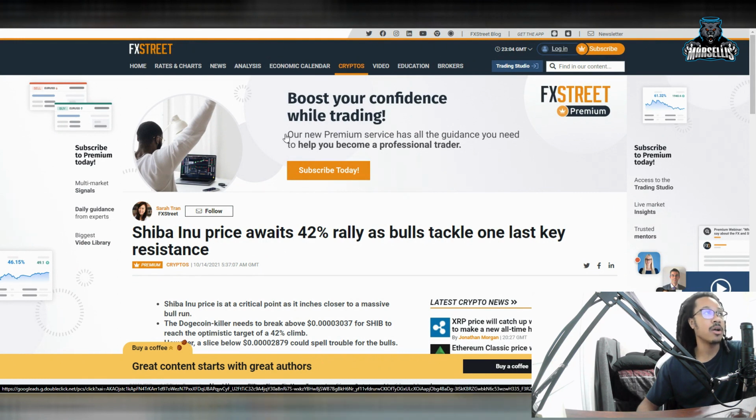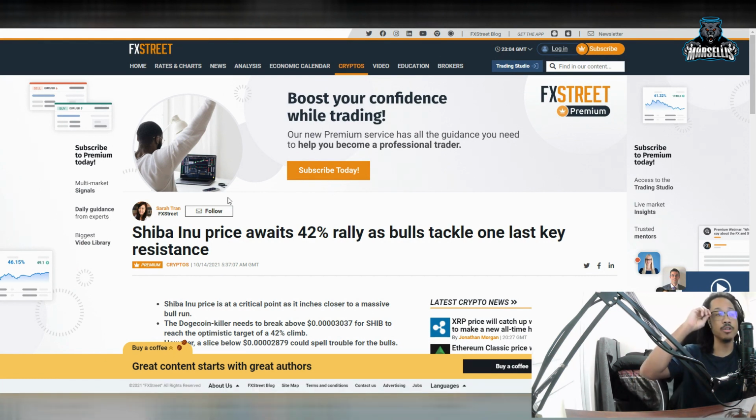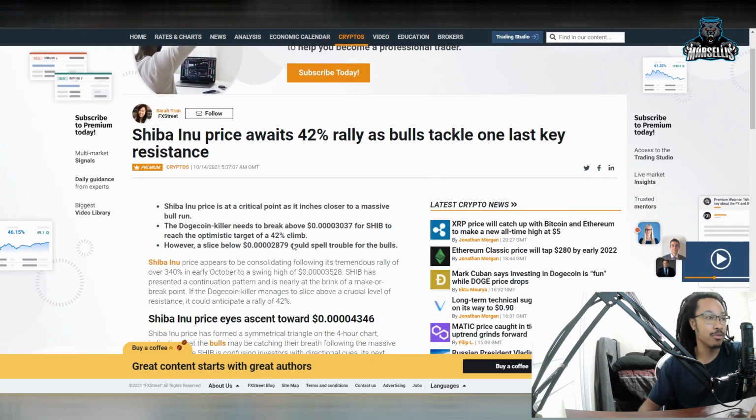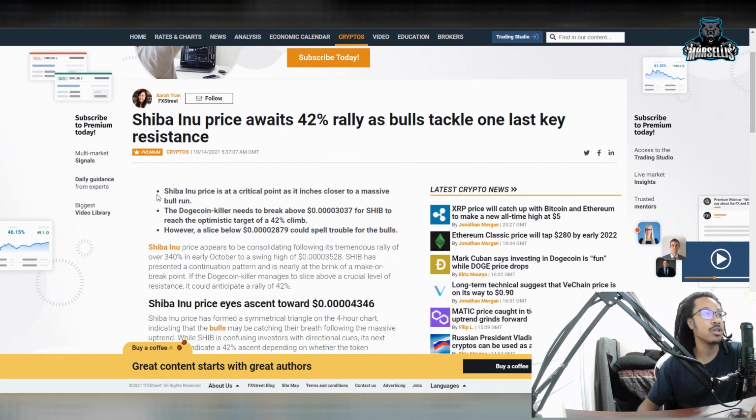So let's shout out to FXStreet. Shout out to them for doing this. Shiba Inu price awaits 42% rally as bulls tackle one last key resistance. A 42% rally is pretty big. These bulls are about to tackle this resistance. So Shiba Inu price is at a critical point as it inches closer to a massive bull run.